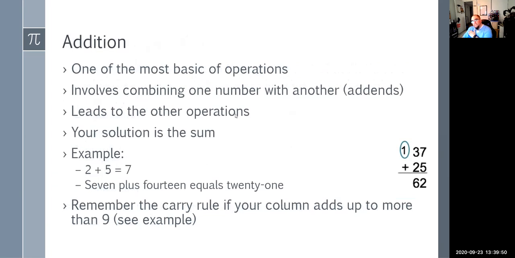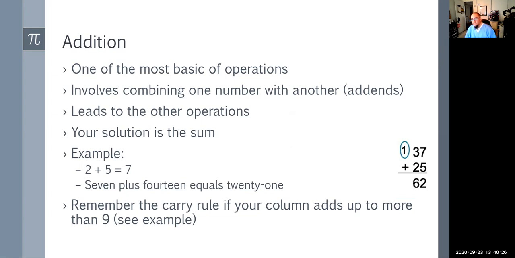So addition is our basic order of operations, right? It involves combining one number with another. You're combining two add-ins. I know that everyone remembers that they were called add-ins. And it leads into the other orders of operation. Your solution in addition is called the sum. Your sum is always greater than your parts, right? When you look at adding things together and you get multiple things coming into your bank account, your sum should go up. Unless, of course, you have bills going into your bank account, then your sum doesn't go up, and then you're actually doing subtraction, which we're going to talk about in a bit.